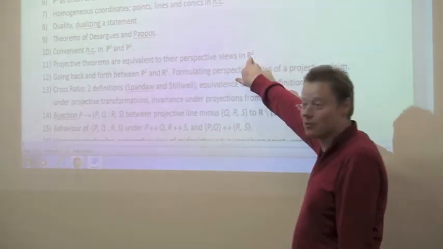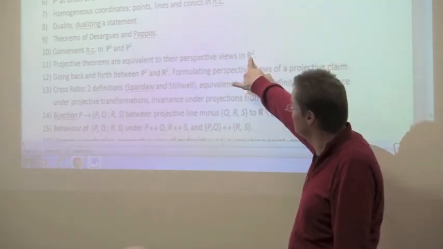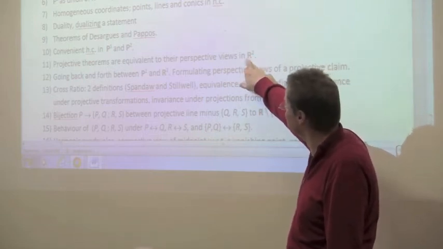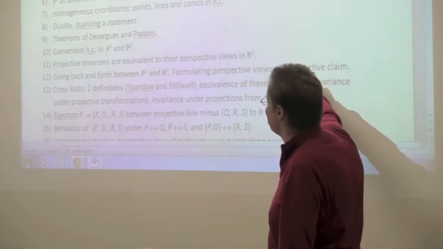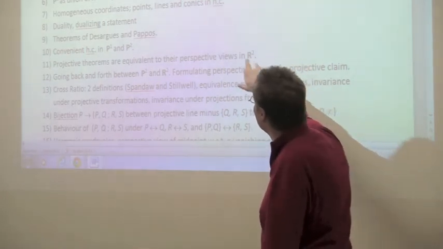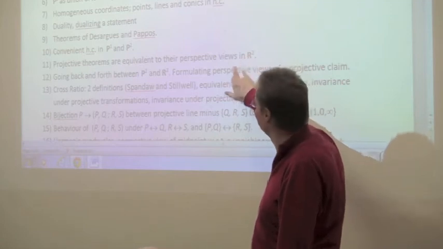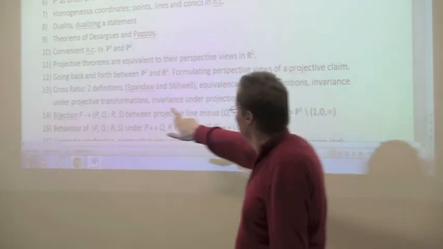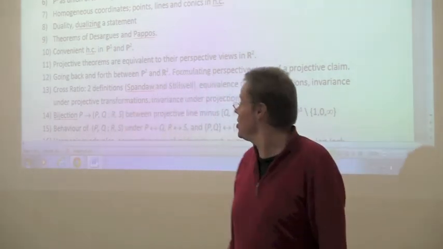So number 11 is, of course, terribly important. Making a perspective view. So it's the same thing, I think. Know that they are equivalent, and this is actually making this translation. And then the next notion is cross ratio.